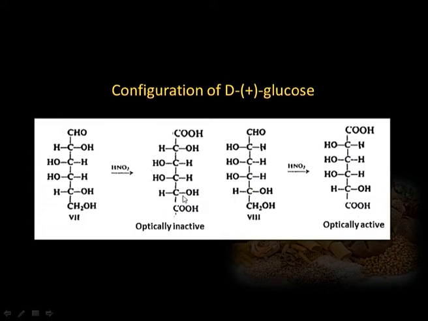So, it will be optically inactive, and if you take 8, this on oxidation will give an optically active dicarboxylic acid, because again it has no plane of symmetry. So, from here we conclude, because experimentally it was observed that plus glucose and plus mannose both give optically active dicarboxylic acids, but if 7 and 8 were representing this pair, then one should give an optically active acid, the other an optically inactive acid. It means 7 and 8 do not represent the glucose mannose pair.